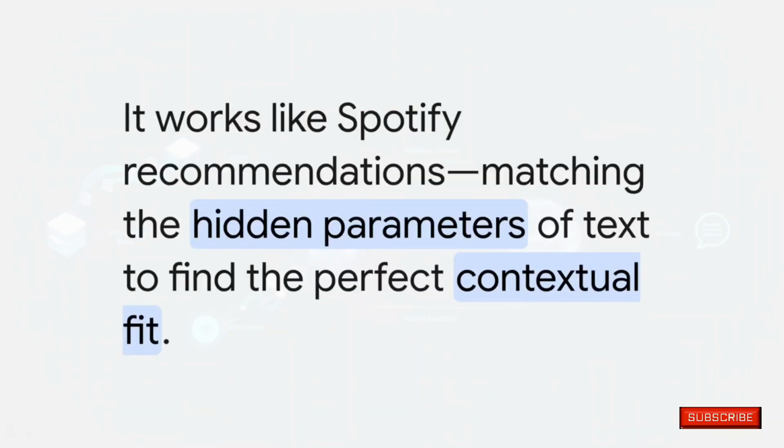To make semantic search instantly relatable, just think about the Spotify algorithm for a second. Spotify maps the tempo, the mood, and the genre of a song to find tracks that fit your specific taste, even if they're by completely different artists. Semantic search does the exact same thing, but for text. It matches the hidden parameters of meaning to find the perfect contextual fit for your user's prompt.